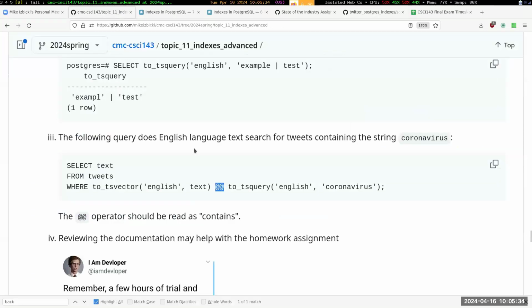Any questions so far before we move on to how the GIN index works?